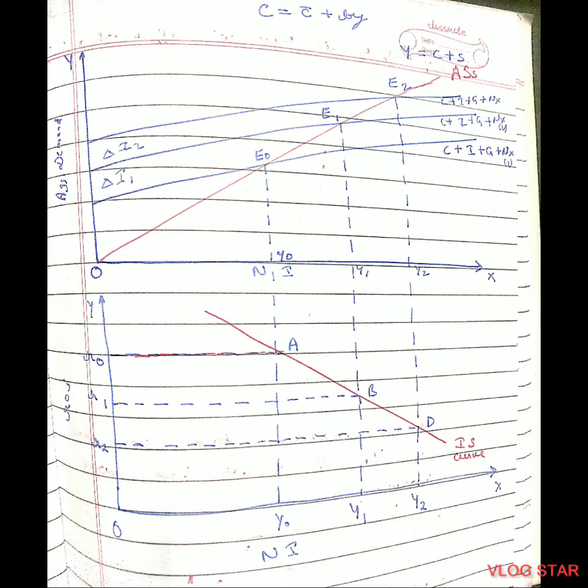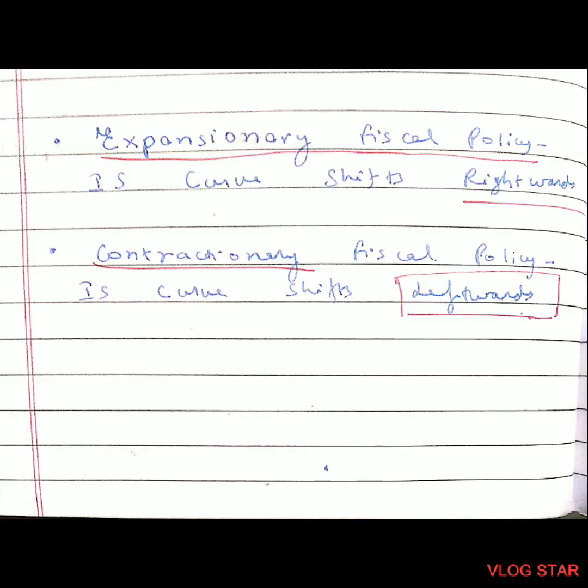At Y0 the equilibrium point is E0. At Y1 income, the equilibrium point is E1. At Y2 income, the equilibrium point is E2. So as income increases, our equilibrium levels also shift rightwards. Now see the bottom graph. As we join point A, point B and point D, we will get the IS curve, which is our investment saving curve.